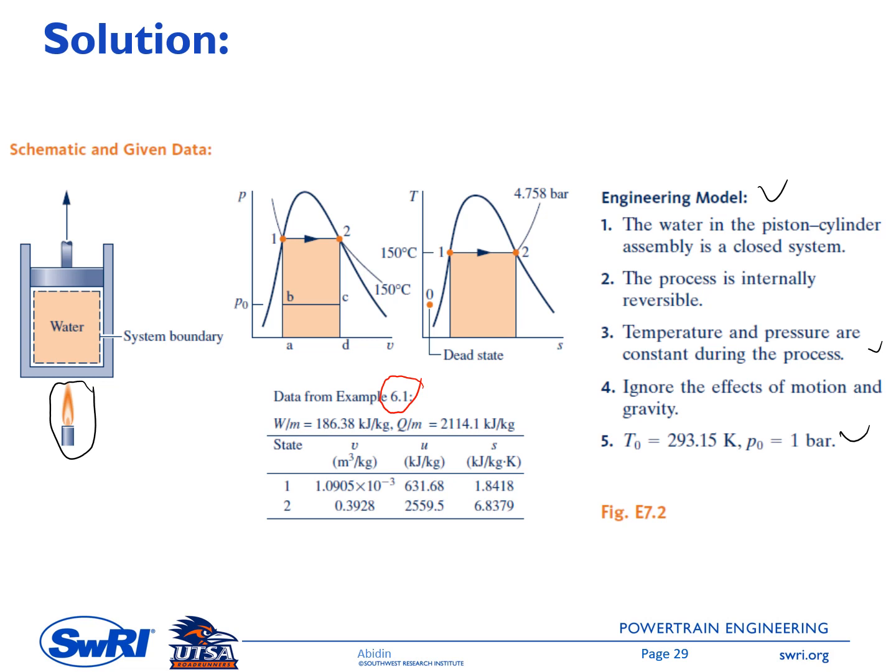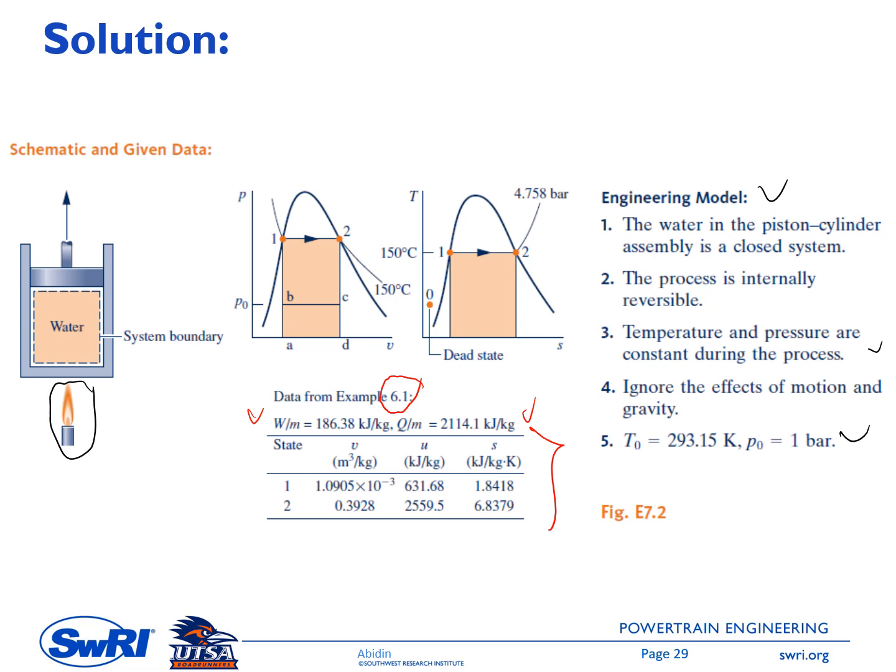It is table A2, yeah, table A2, and then go with the temperature of 150 degrees C. So you should be able to get the number in this table. And then from example 6.1, we already got the work, so W per m, the specific work, as well as the heat transfer per unit mass of the water here. So it's 2114.1 kilojoule per kilogram.